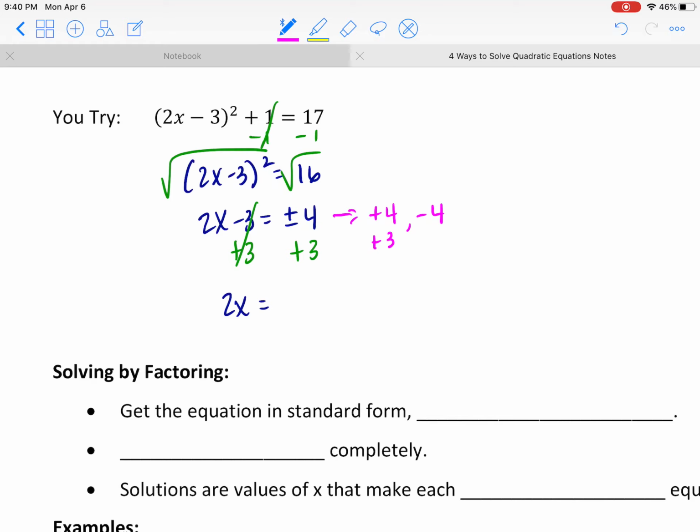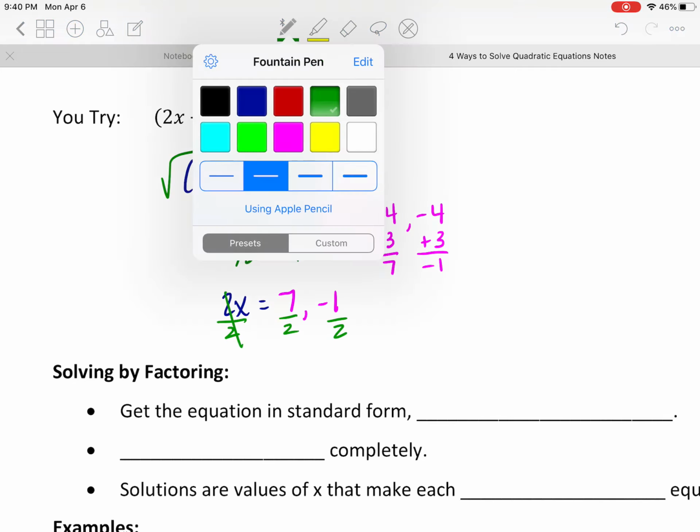So what you want to do is make sure you see this as 2 separate numbers, okay? This is positive 4 and negative 4, right? If I add 3 to positive 4, I get 7. If I add 3 to negative 4, I get negative 1. So I'm looking at 2x now equaling 2 different things. It's going to equal 7, and it's going to equal negative 1. And I'm just going to put a comma in there so I don't have to solve 2 separate equations, okay?